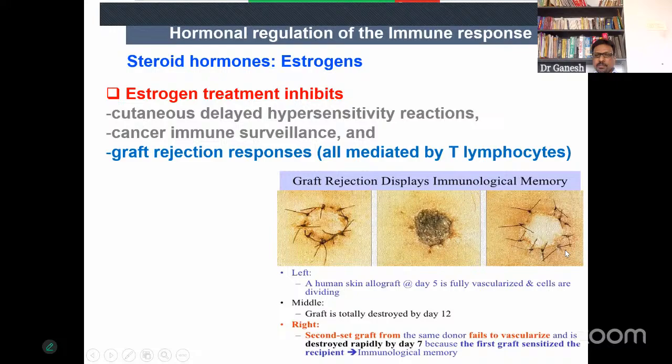On the right side, suppose the same allograft is transplanted for the second time. Now this immunological memory will be there in the immune cells, so these immune cells can rapidly destroy those allograft cells. That can happen within 7 days. Earlier, it took 12 days to recognize that it is a foreign source, but the second time, if the same allograft is transplanted, the rejection can be quite rapid, within 7 days. This kind of graft rejection response is also inhibited by the estrogen treatment.